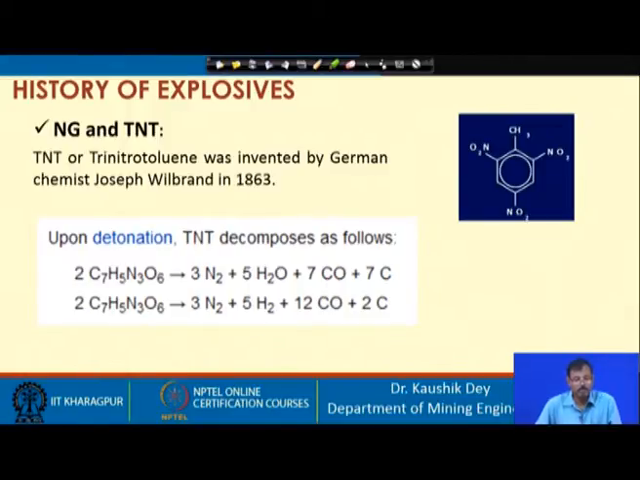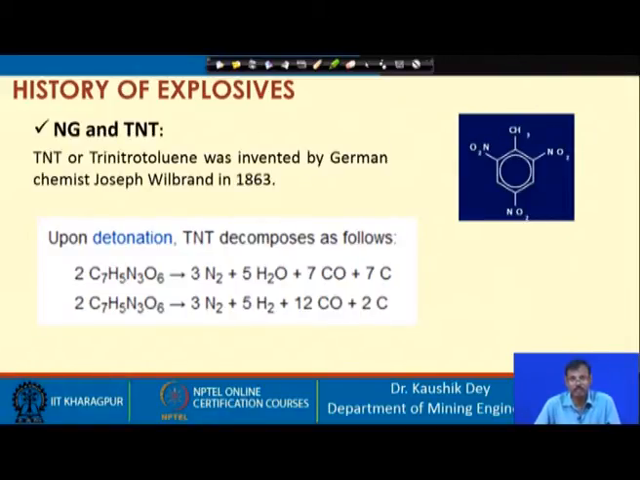Again, trinitrotoluene, that is TNT, was developed in 1863 by the German chemist Joseph Wilbrand, and again it was found that this is also very explosive. On explosion it produces nitrogen, water, carbon monoxide, oxides of carbon such as carbon dioxide, and unburnt carbon, releasing a huge shock on chemical reaction.